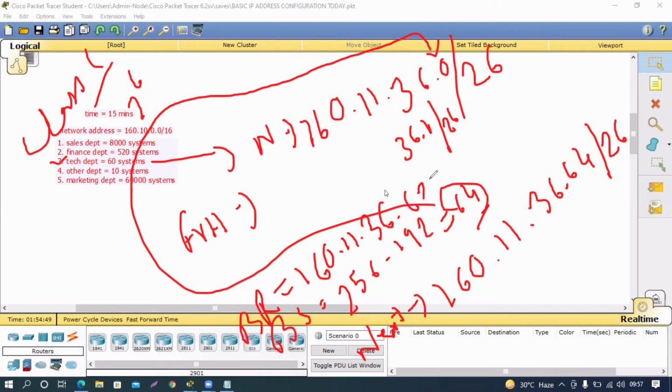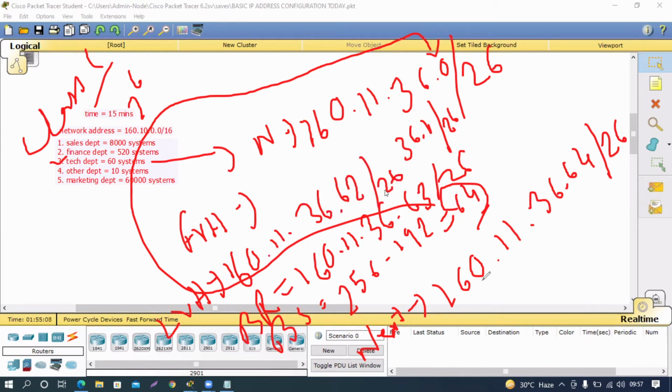36.63/26. And your last valid host address will be 160.11.36.62, so 160.11.36.62/26. So our next network address is 36.64, right? Yes, sir.